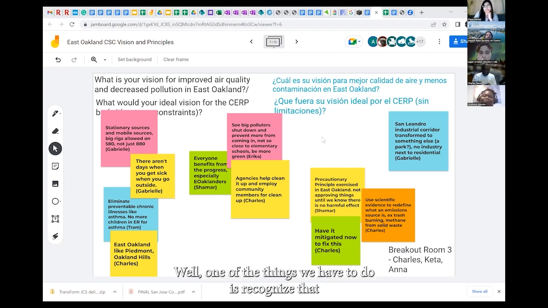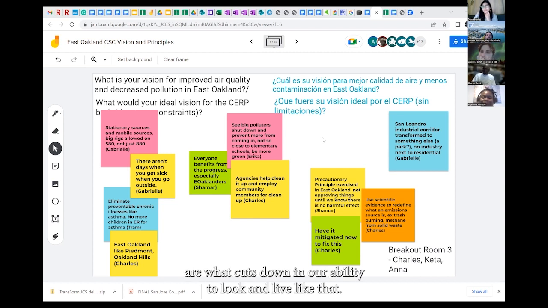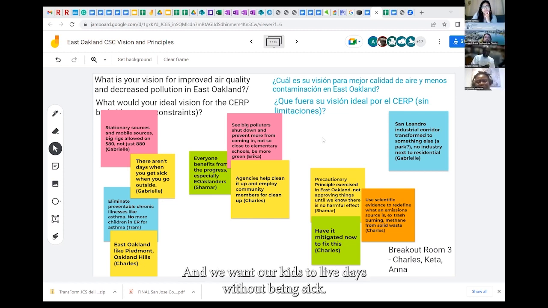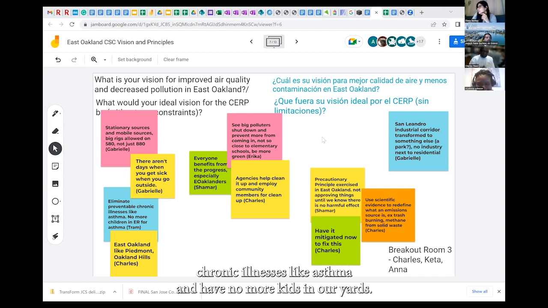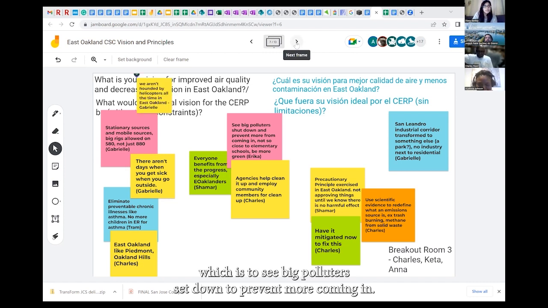Well, one of the things we have to do is recognize that stationary sources and mobile sources, big rigs and things of that nature, are what cuts down on our ability to look and live like that. And we want our kids to live days without being sick. The only way we can do that is to eliminate preventable chronic illnesses like asthma and have no more kids in our ERs. The other thought was accountability, which is to see big polluters shut down to prevent more coming in.